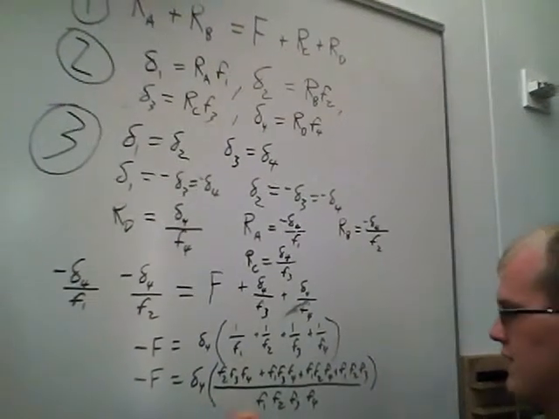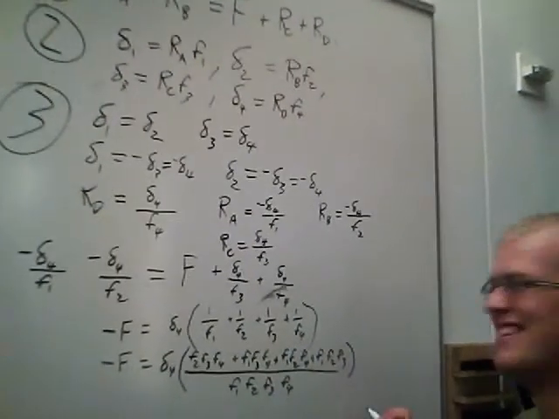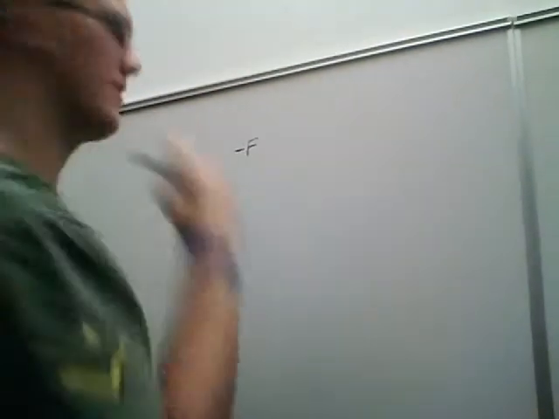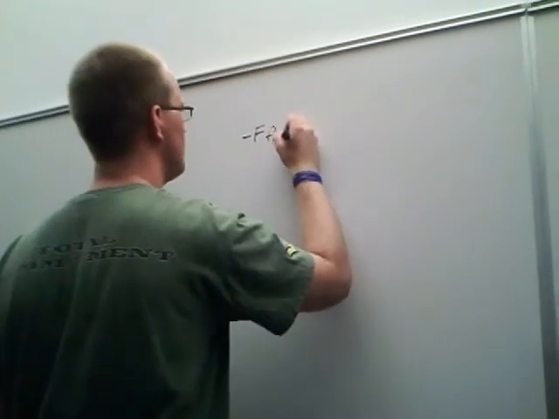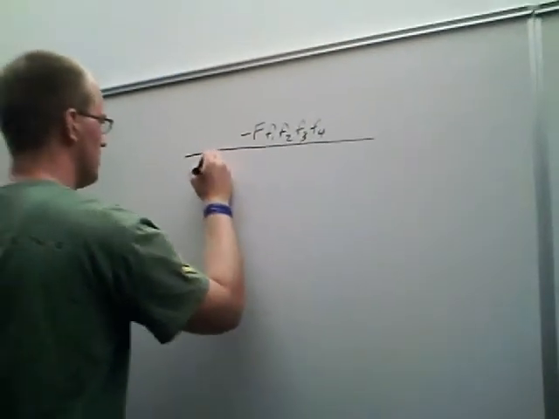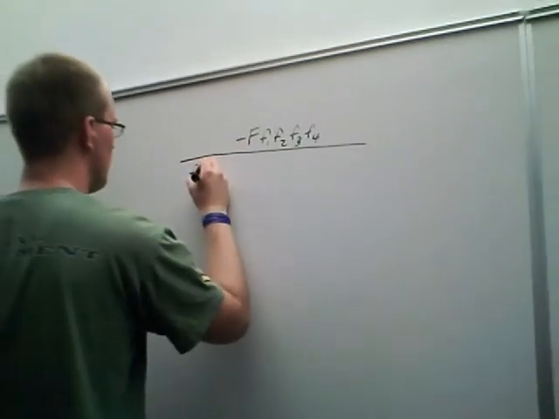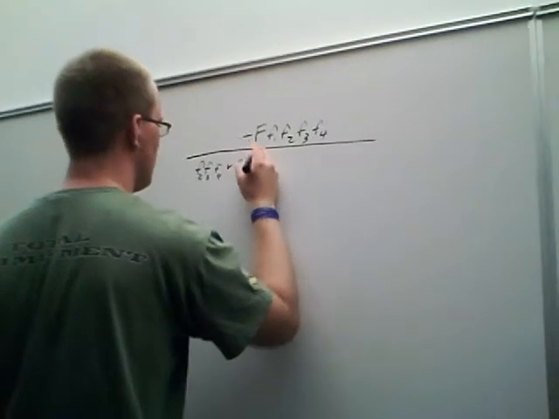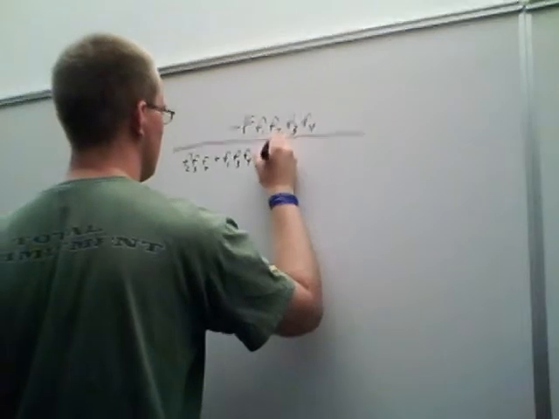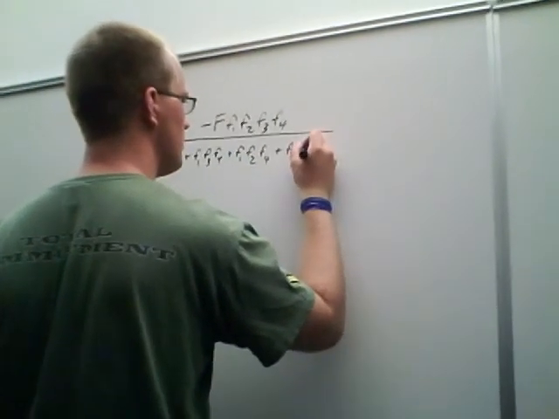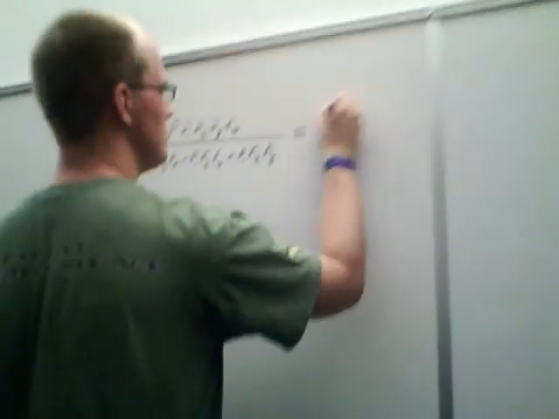Okay, so now we divide the whole thing by all these F's. So it's kind of a pain. So I'm going to move it over here. So we got negative F times F1 F2 F3 F4 divided by the quantity F2 F3 F4 plus F1 F3 F4 plus F1 F2 F4 plus F1 F2 F3. And that's all equal to delta 4.